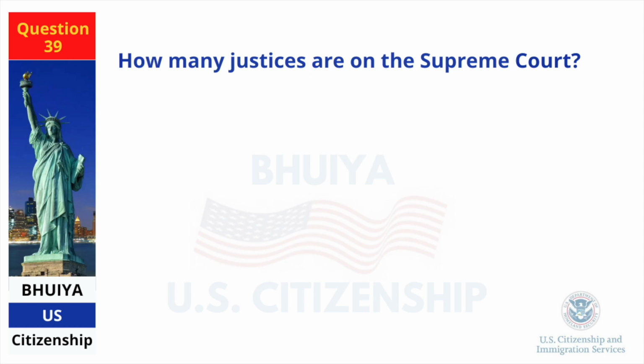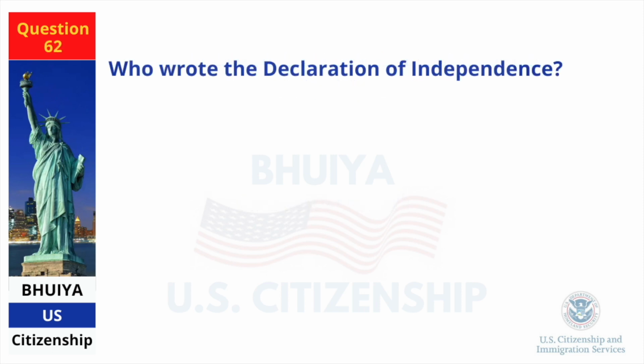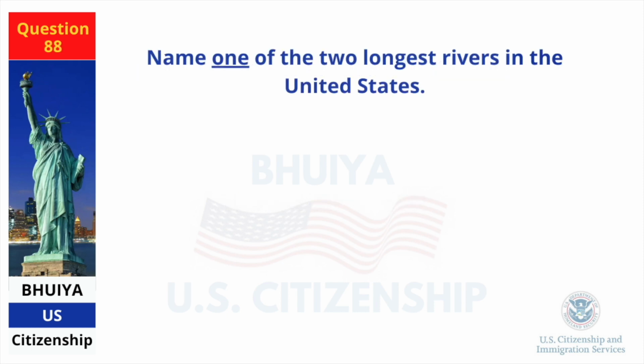How many justices are on the Supreme Court? 9. What ocean is on the east coast of the United States? Atlantic Ocean. Who wrote the Declaration of Independence? Thomas Jefferson. Name one of the two longest rivers in the United States. Missouri River.